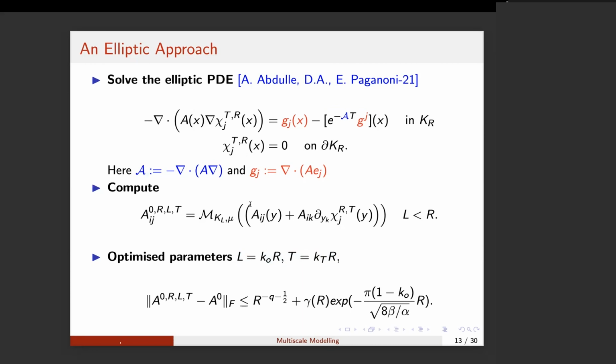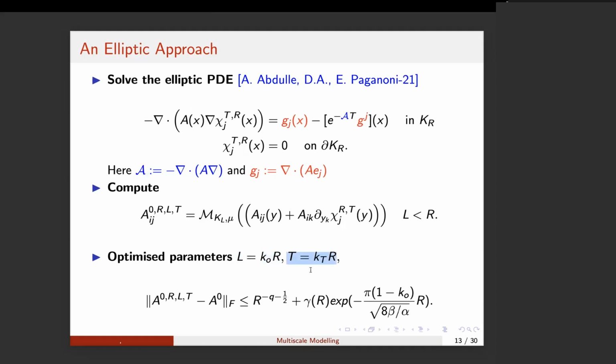First of all, our problem now is time independent. So we have a parameter capital T, but this just enters as a parameter in the problem. So there is no time dependency here. The second one is not a difference, but more of a similarity: the scaling of the optimized parameters is very similar to the parabolic approach mentioned in the previous slide.